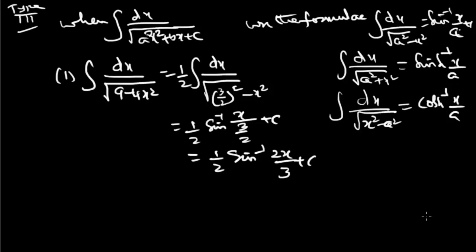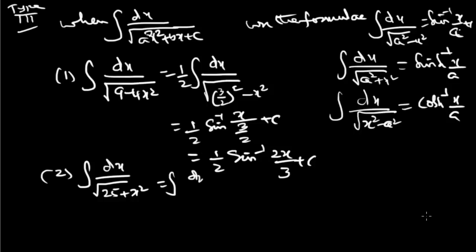And we take the next problem, integral dx by root of 25 plus x squared. 25 plus x squared can be written as integral dx by root of 5 squared plus x squared. A squared plus x squared means sinh inverse, sinh inverse x by 5 plus c. And then the next, we can leave it here. So we take more problems later on.